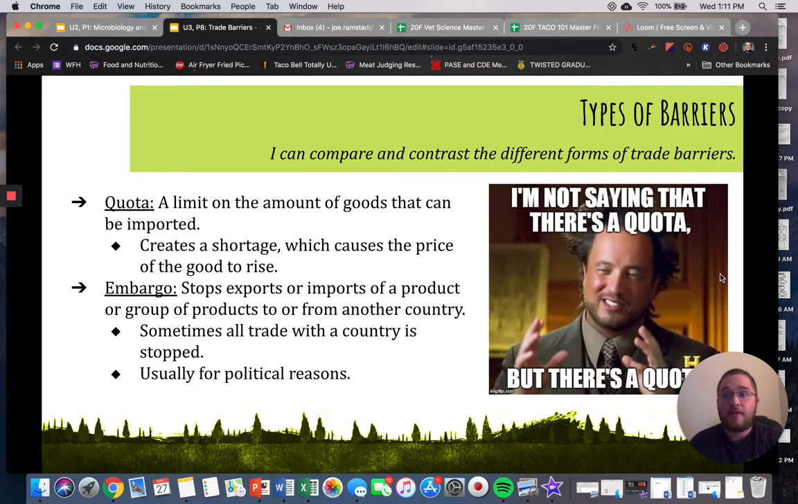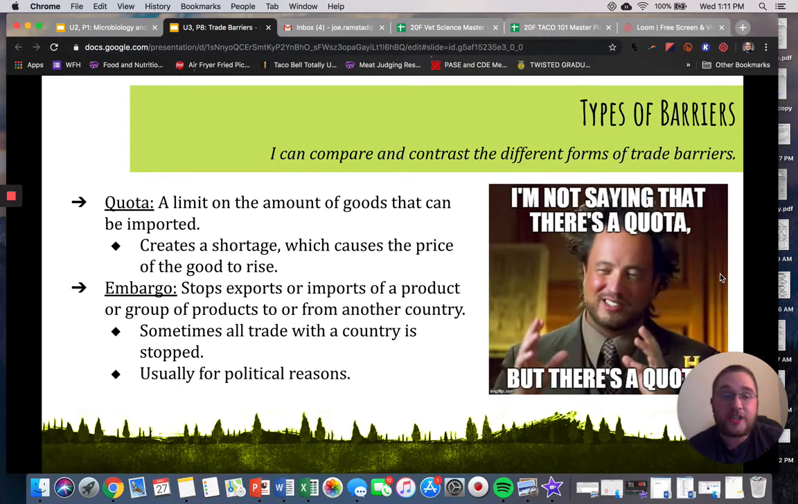Okay. On the other side of things, an embargo is what stops exports or imports of a product or group of products to or from another country. And there's generally a lot of political background here that happens when an embargo occurs, and you could go back in history. There were many historic embargoes that occurred with oil in the past. So it's an important thing to know about an embargo.